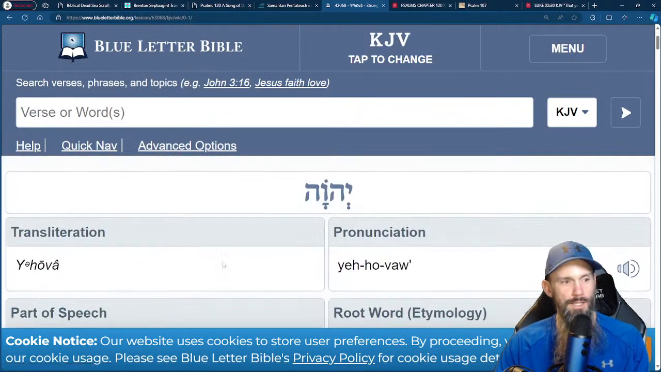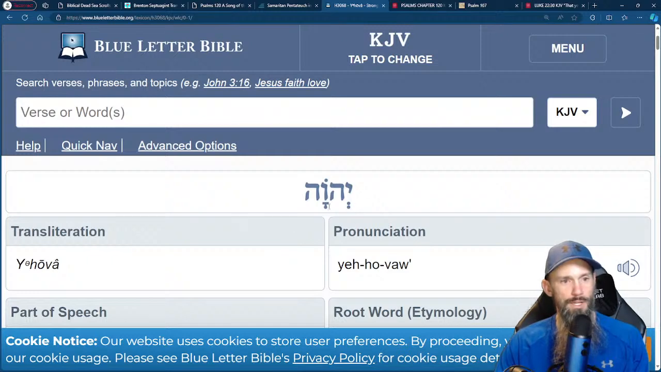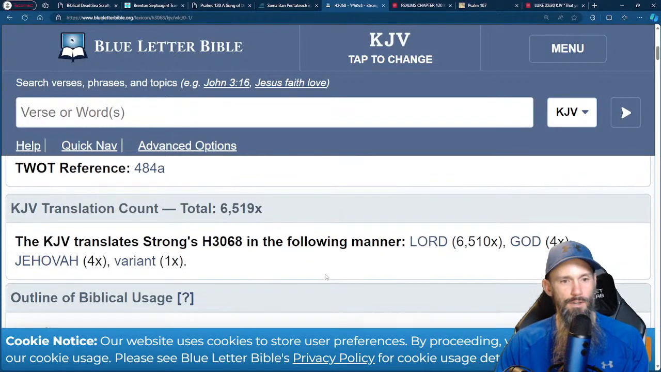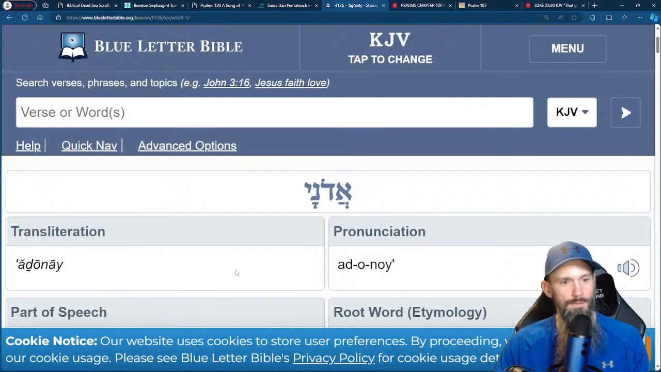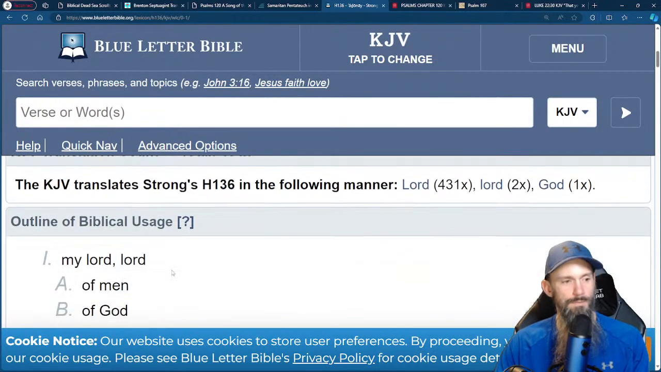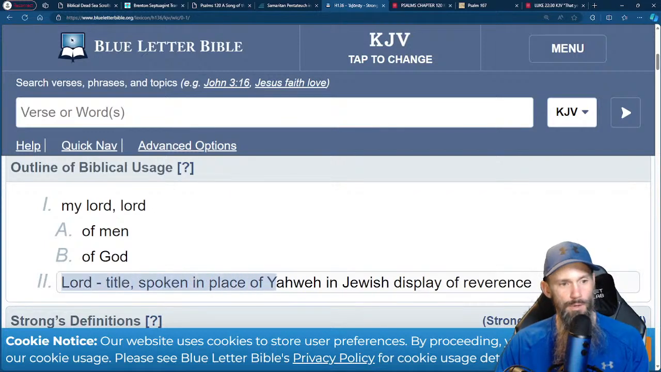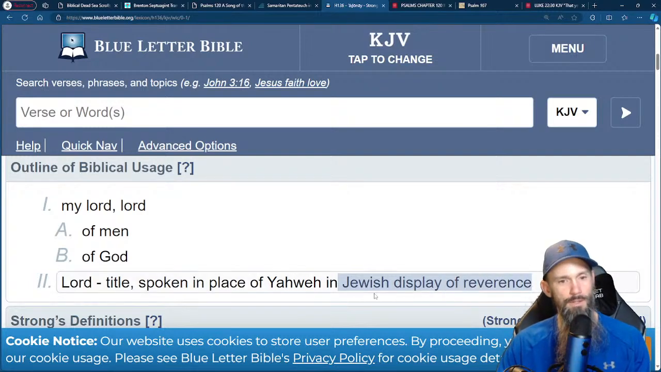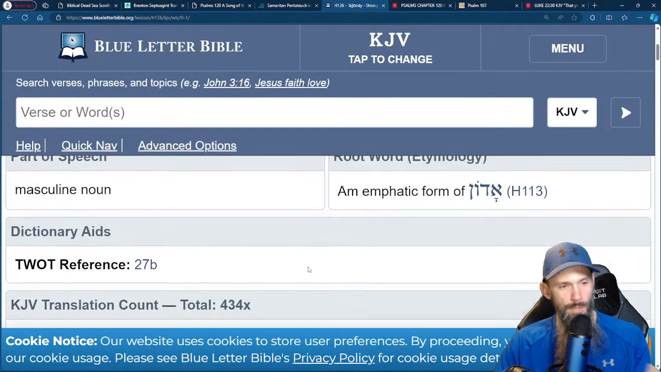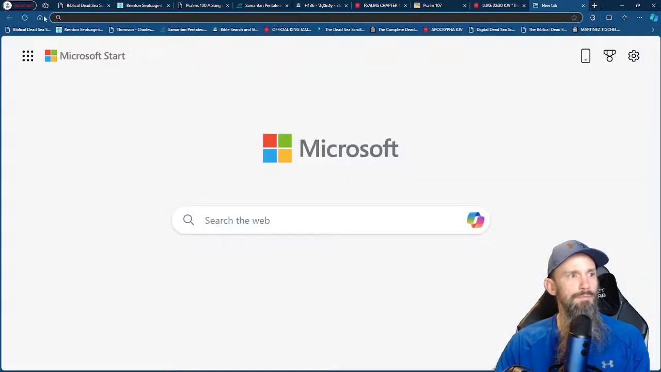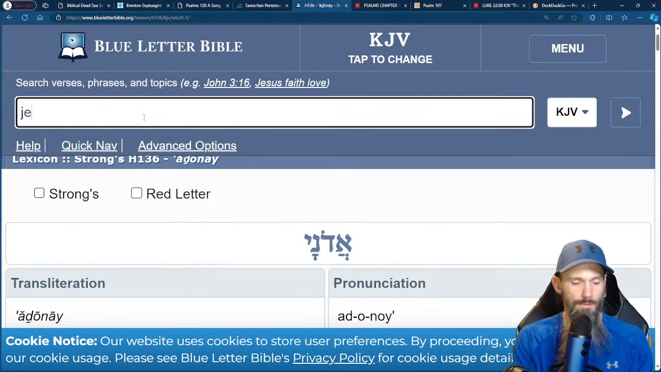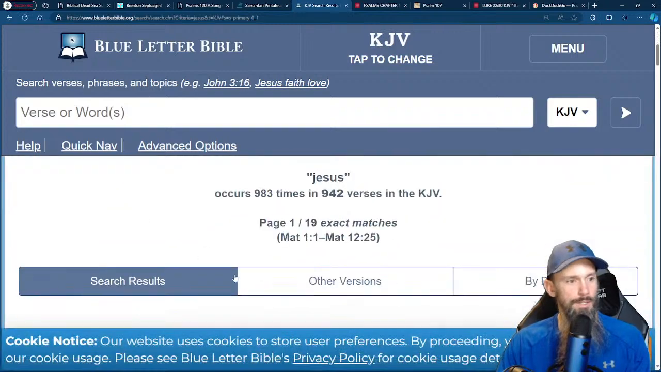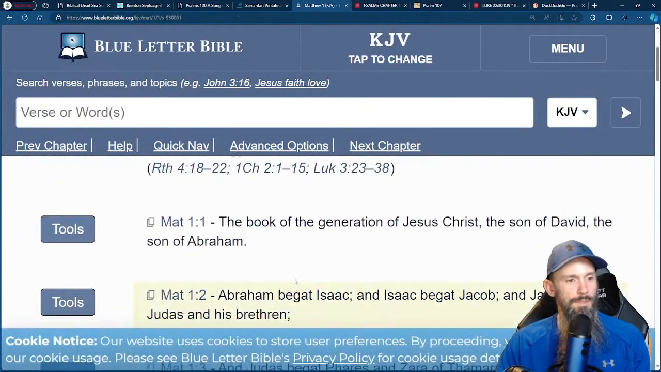So see, they use the vowel points here. They're pronouncing the vowel points. It's not Yehovah. Go to H136. What is this? Adonai, right? What's Adonai? Lord. Title spoken in place of Yahuwah in Jewish ignorance, the ineffable name doctrine. They're replacing the name, right? It's very easy to see. And then if you go even further, you can look. I know people don't want to hear this. It's very obvious.